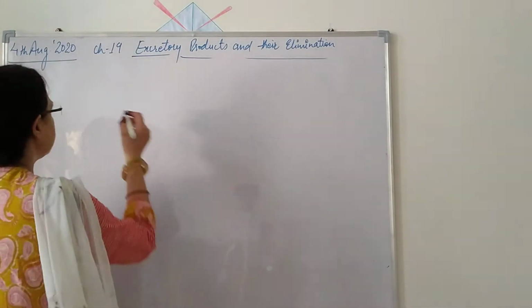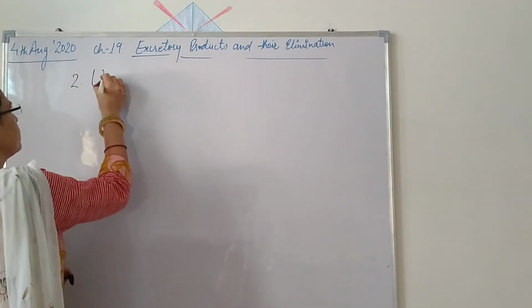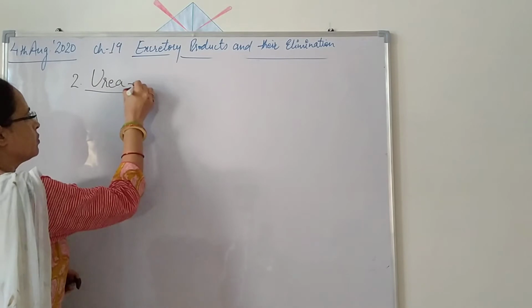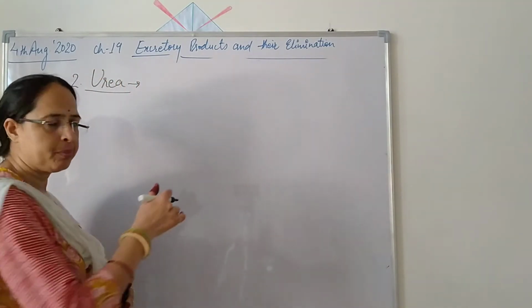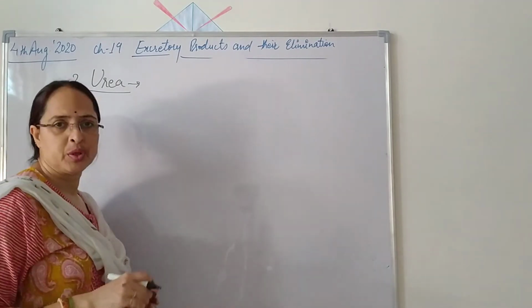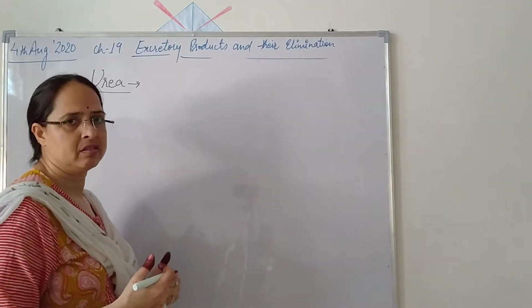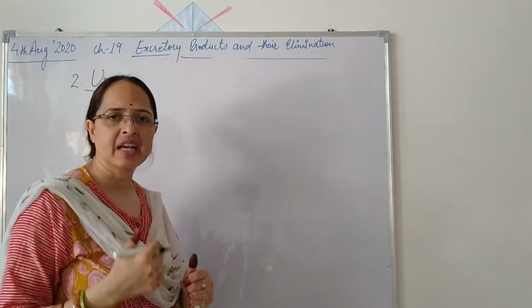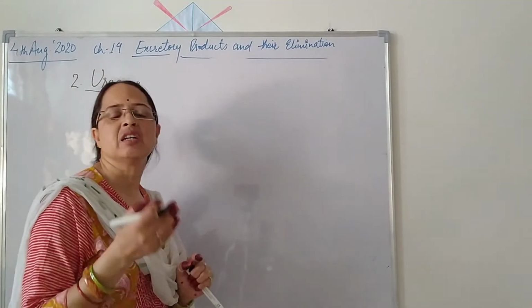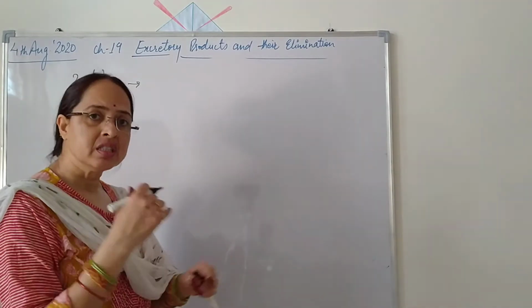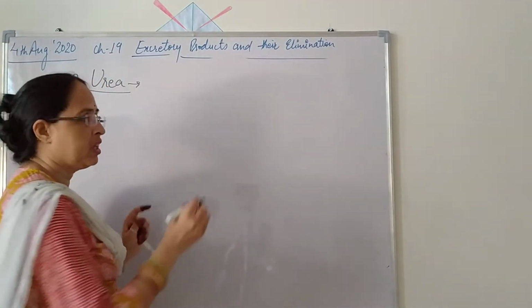The second nitrogenous waste compound which is formed in the organism's body is urea. Urea is the nitrogen compound formed from ammonia. When nitrogen compounds like proteins are taken in by the organism, they are broken down into amino acids, and then converted into ammonia. But this ammonia is converted into urea.